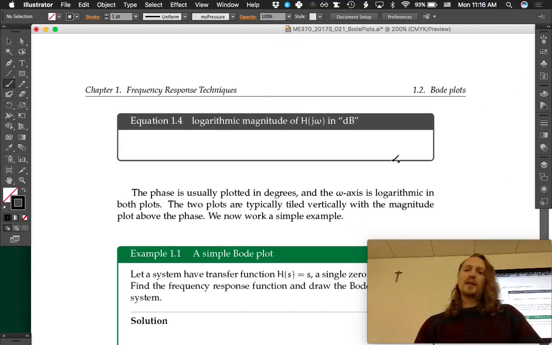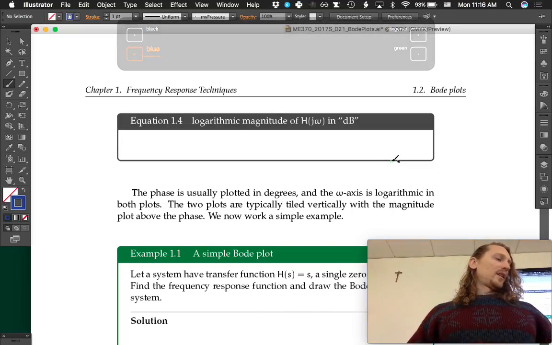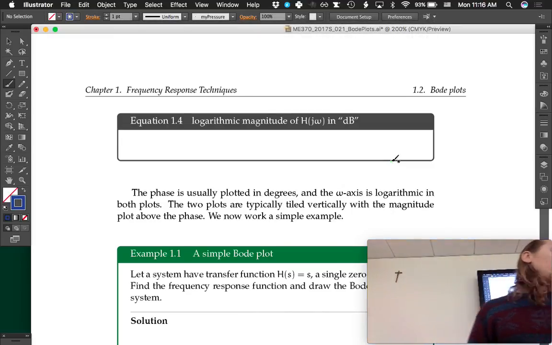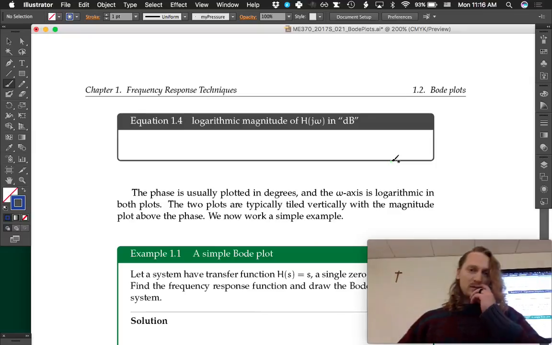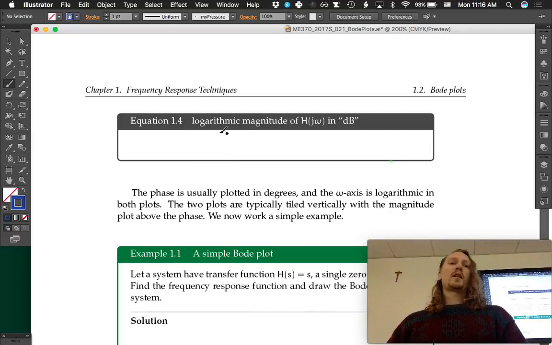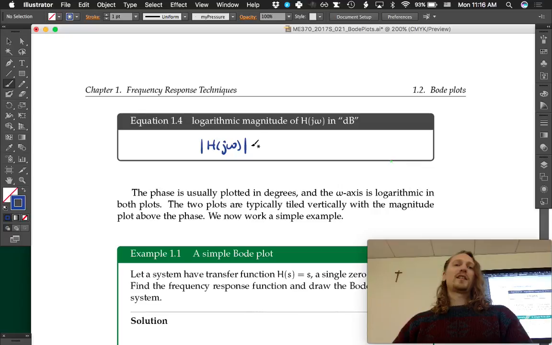We'll write that down. Do you guys remember what it is? The formula? I don't think that's the formula you remember.